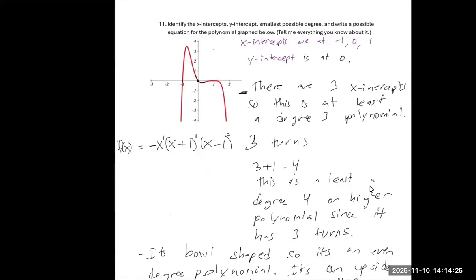So I think that this is a good guess. I might be wrong. I mean, this could be a degree of 4. So this is just an estimate, but this is a pretty good guess of what this equation probably is.